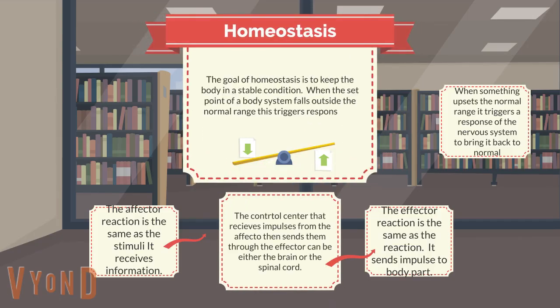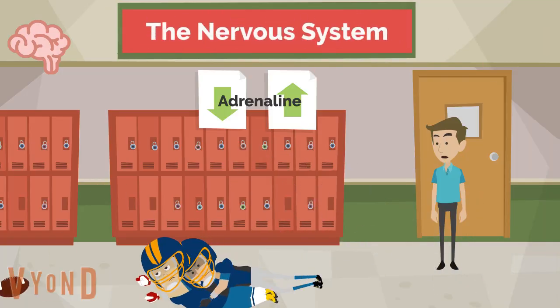The main job of the nervous system is to keep all the set points of all of the body systems at a constant condition. When the set point of a body system falls outside the normal range, the nervous system is triggered to respond to bring the system back into the normal range to function again. For example, when a person is scared, the hormone adrenaline is released. Their heart beats faster and their blood vessels constrict. This is known as the fight or flight syndrome.